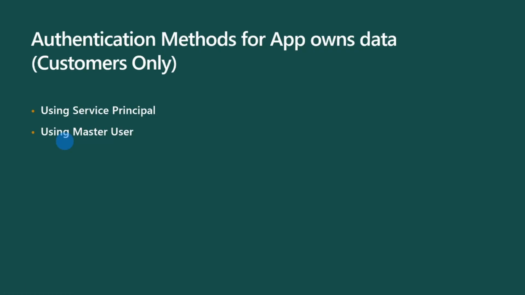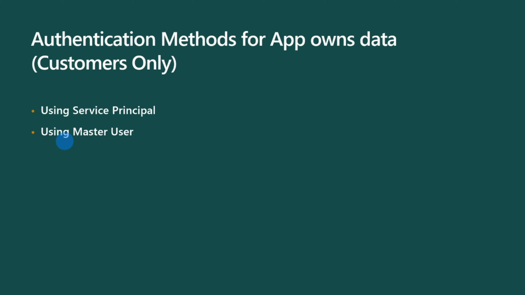In our earlier session, we discussed the common steps that we need to perform in order to get started with Power BI Embedded. In those steps, the first step was to select the proper authentication mechanism. Now, let me talk about the authentication mechanism for app-owned data, meaning the customer-only approach. For the app-owned data concept, we can perform the authentication either using service principal or using master user.